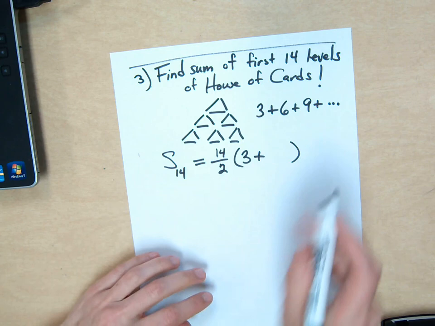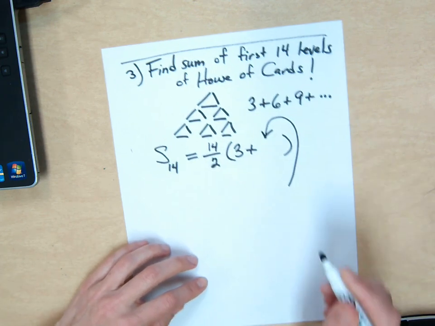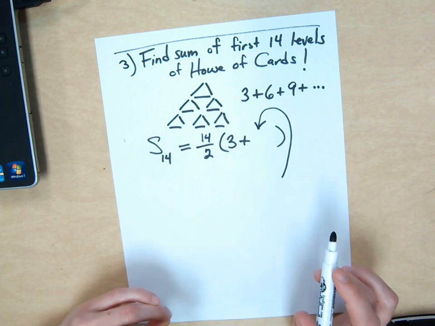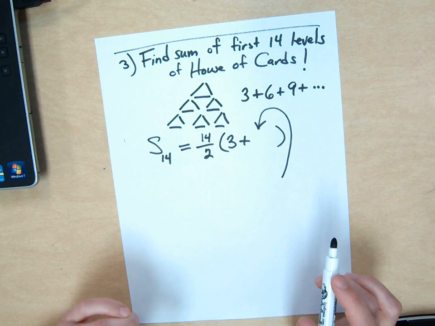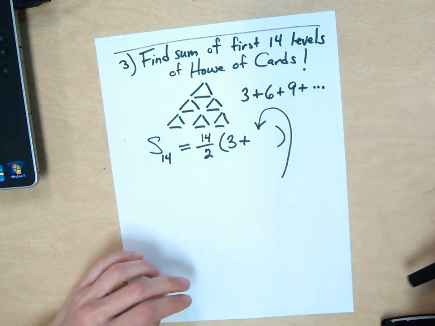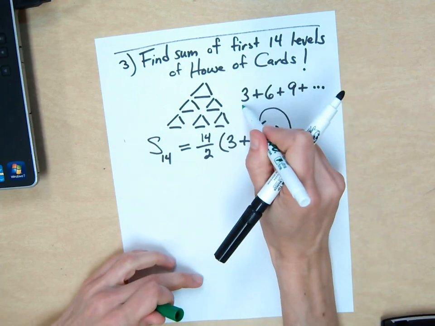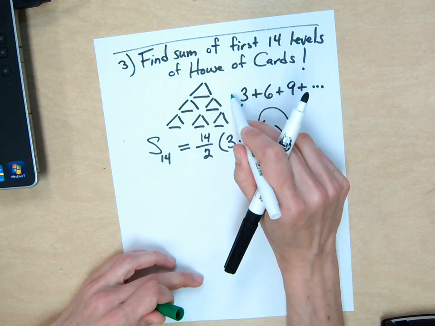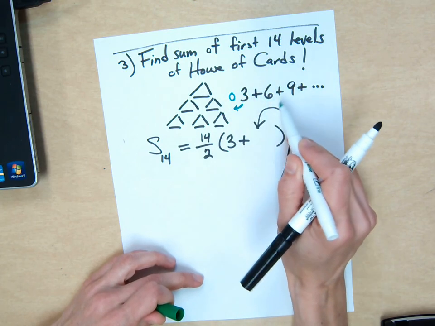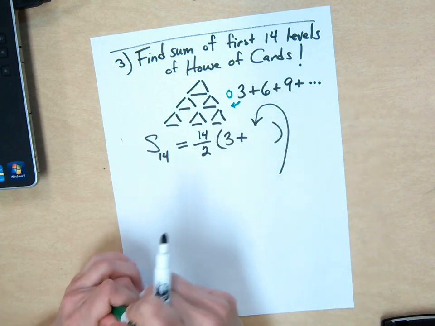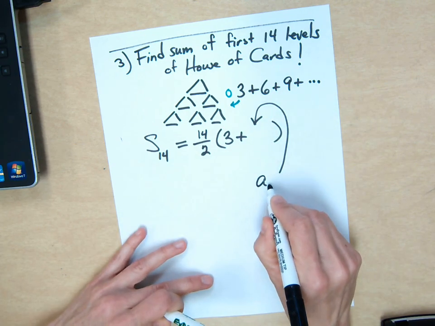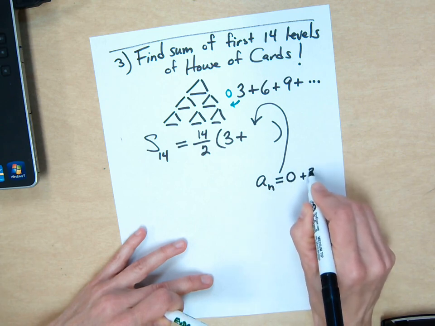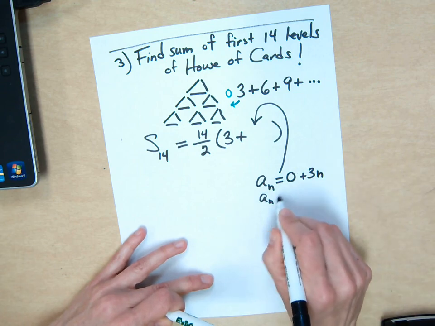I'm not sure. So what I need to do is use what I learned about sequences. If I want to find the 14th term, I need to work backward, right? Let's practice what we learned. What would be before 3 in our sequence if we were doing sequences? What comes before? 0, right? And what's the common difference? 3, right? So we can use sequences here. The nth term is going to be the 0th term plus 3n, otherwise known as just 3n.